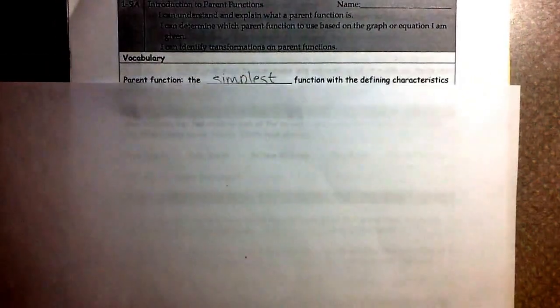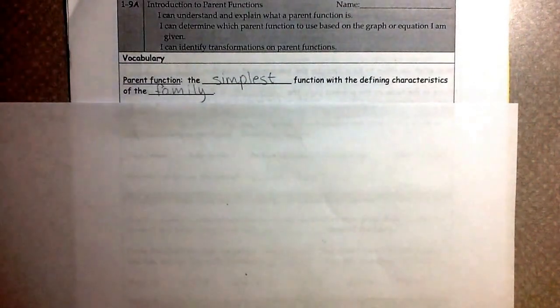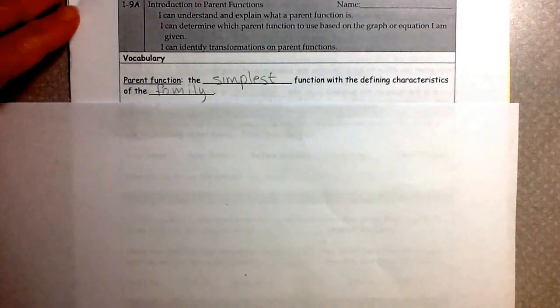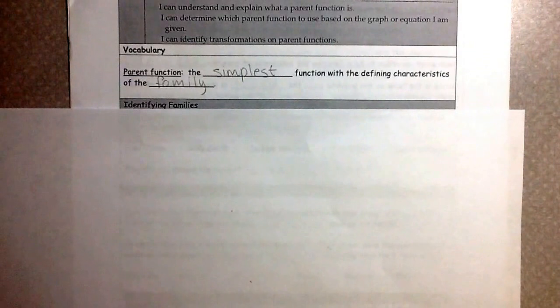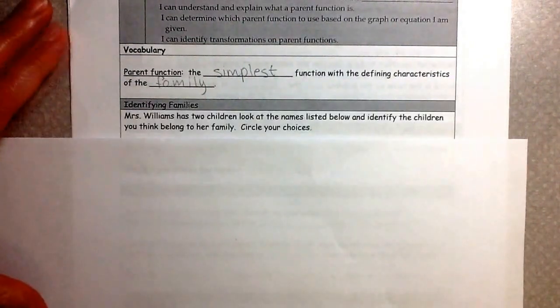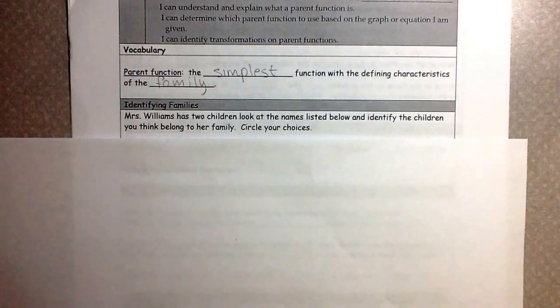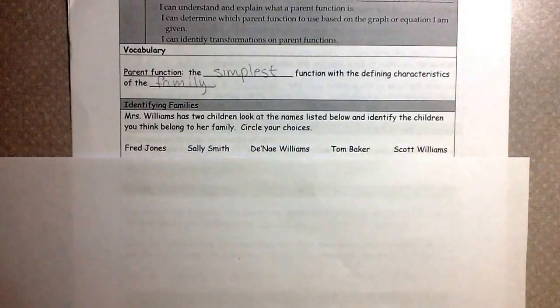So before we go any further, let's just define what a parent function is. It's the simplest function with the defining characteristics of the family. When you're identifying family, I kind of want you to relate it back to families of people. So I have 2 children, and their names are listed below. So I've also listed some other names below. So just by looking at those names, circle the choices that you think are the names of my children.